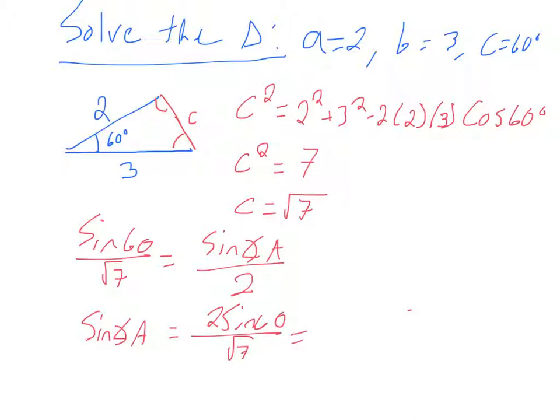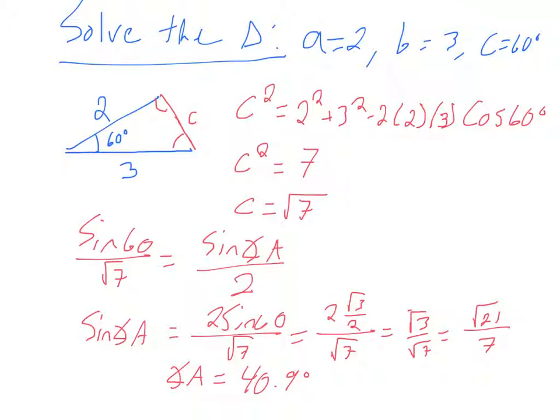And sine 60 actually is square root of 3 over 2, right? From what we remember about our special angles. And so we'll end up getting square root of 3 over square root of 7, which will rationalize to square root of 21 over 7. So that's what sine of angle A is equal to. So angle A is going to be the inverse sine of that. So inverse sine of square root of 21 over 7 is going to be 40.9 degrees.